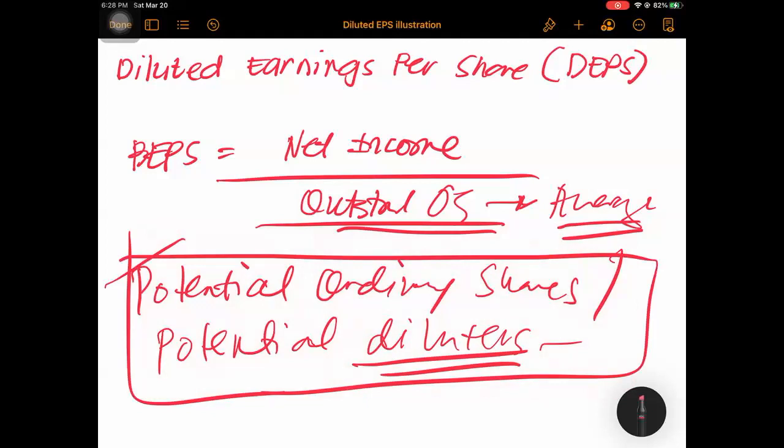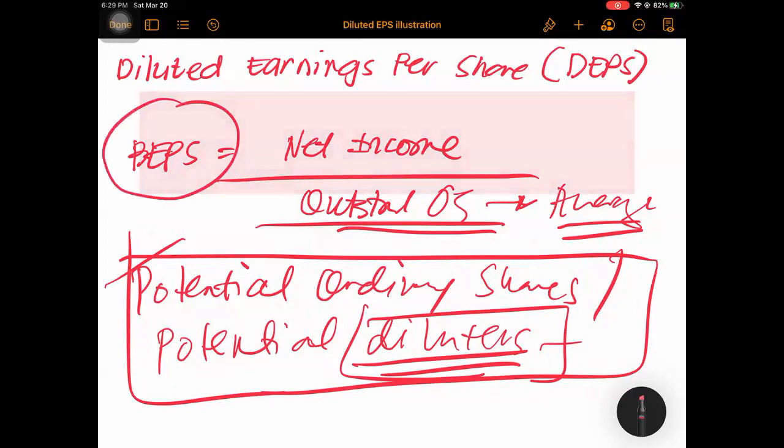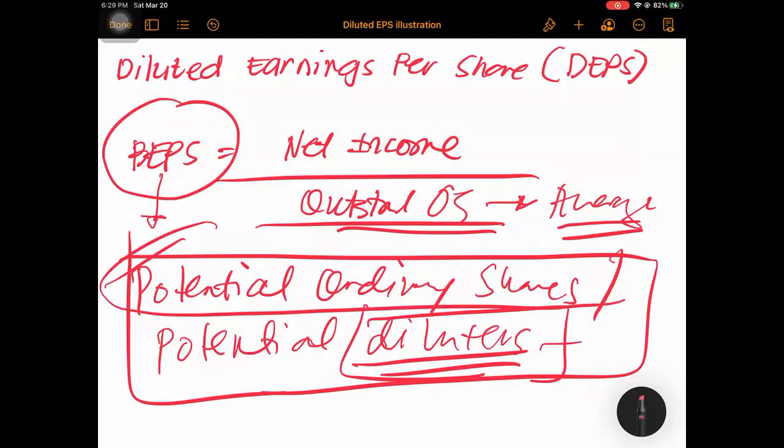Okay, what are these potential diluters? From the word itself, diluters. If there are diluters, they will dilute, or reduce, the numbers, or reduce your earnings per share. That is why it is called diluted earnings per share. From your basic earnings per share, it will dilute or reduce your earnings per share. For what reason? Because of the potential ordinary shares.